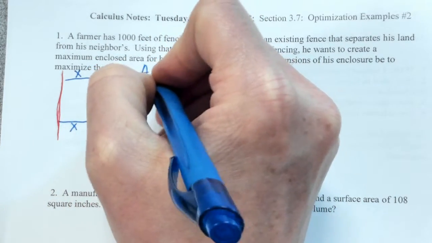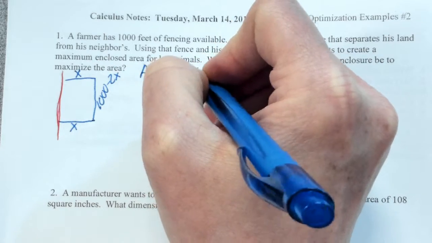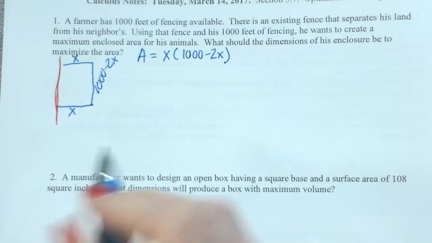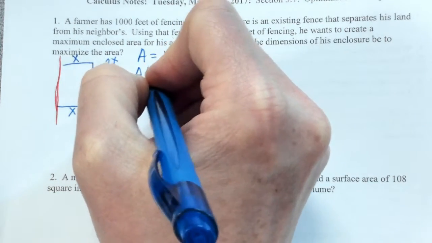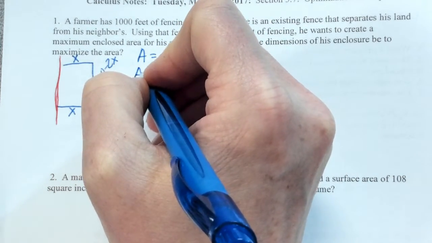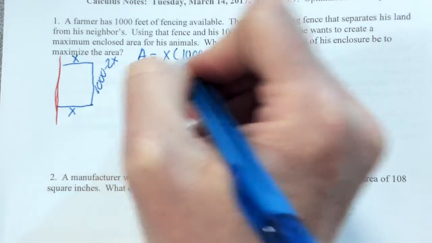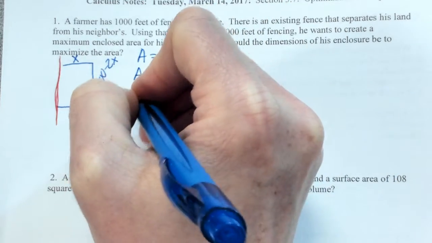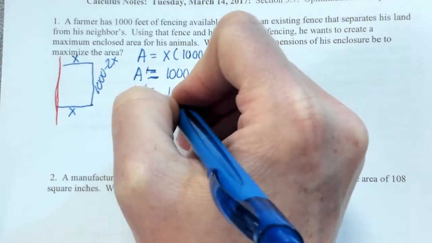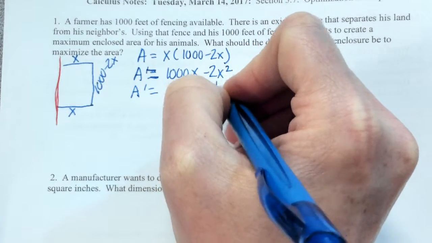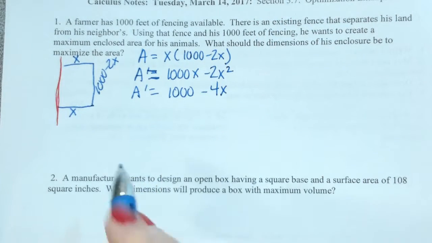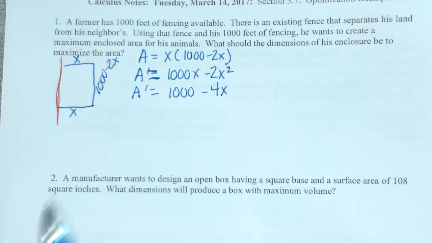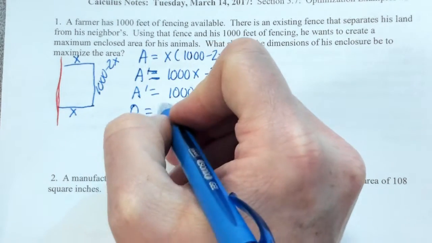So we're going to look at the area. Base times height. So in order to find it, I'm going to take the derivative. Actually, I'm going to simplify it first. We get 1,000x minus 2x squared. Take the derivative. You get 1,000 minus 4x. We want to know in our area formula, where is that slope 0? So we're going to set it equal to 0.